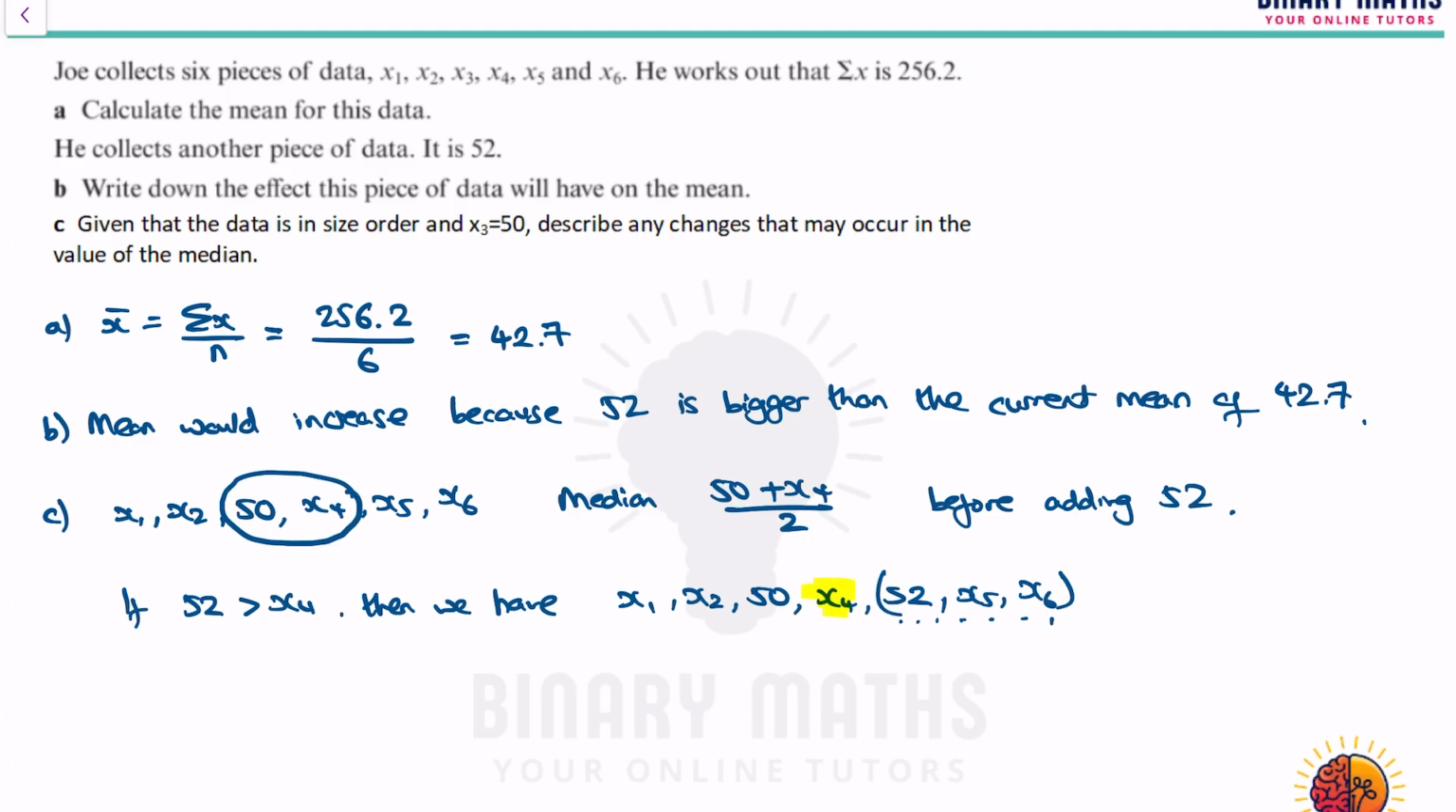Because x4 is in the middle. So here, we don't know, not in order. And then median will be equal to x4. So that's one case.